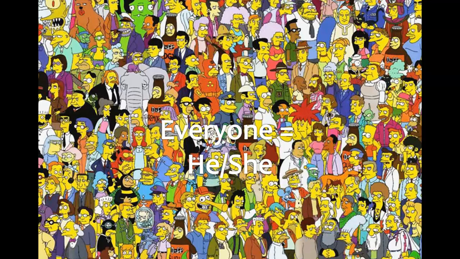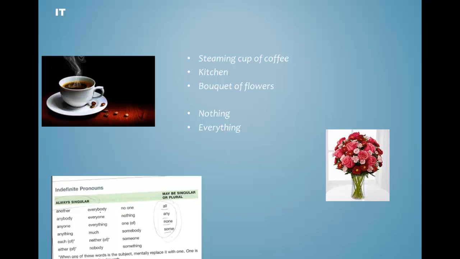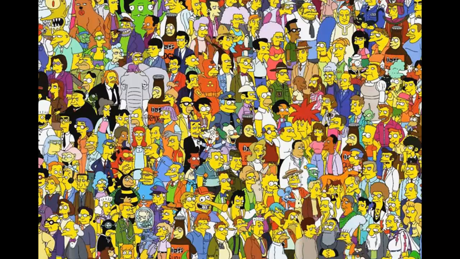Okay? Everyone is also a singular subject. So how do you know that? You have to go back and look at your indefinite pronoun chart and see that everyone and also everybody are always singular. Okay? So everyone would be replaced with he or she. Each of the members is another. What subject pronoun could replace that? Again, it's he or she.